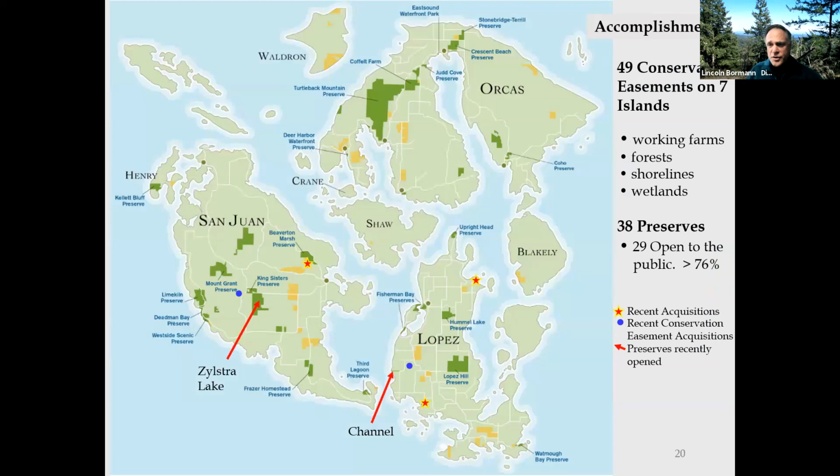So what have we accomplished? We have 49 conservation easements on 7 islands. These are the properties you see here in that kind of yellow color. These are working farms, forests, etc. And we've got 38 preserves with 29 open to the public, so over 76%. A couple of the newest ones are Zylstra Lake, which many of you are probably familiar with, on San Juan, and Channel Preserve on Lopez. So two properties that have recently opened to the public.